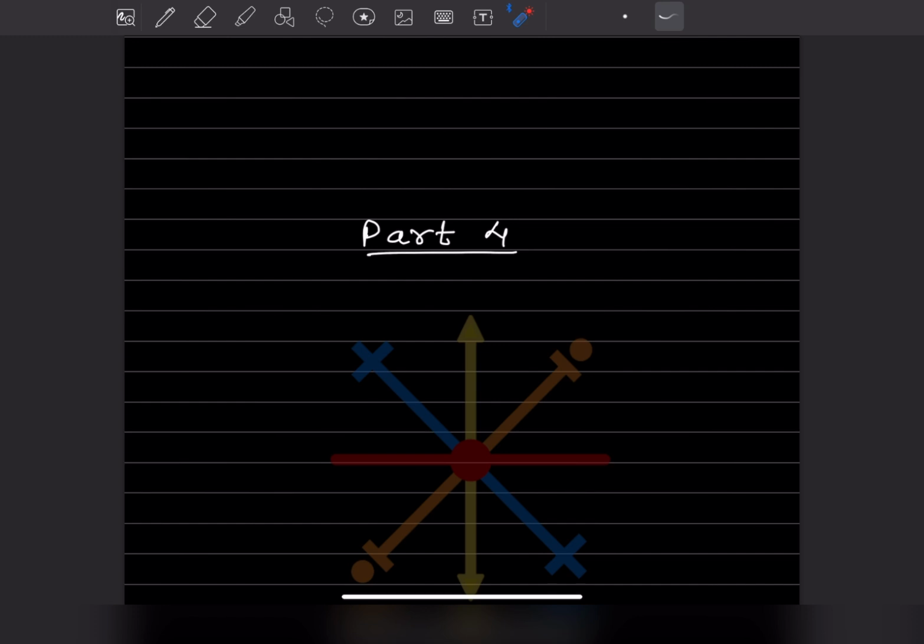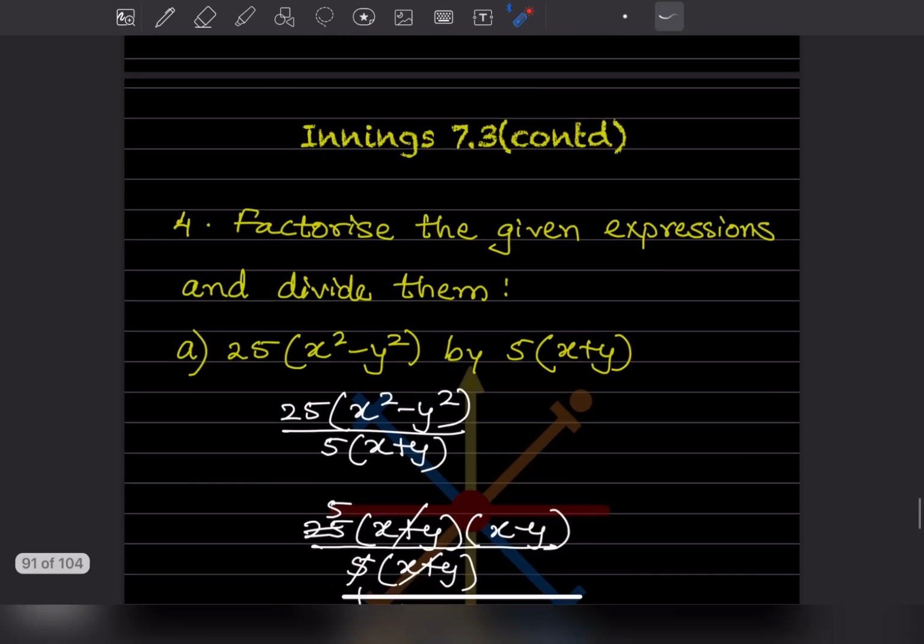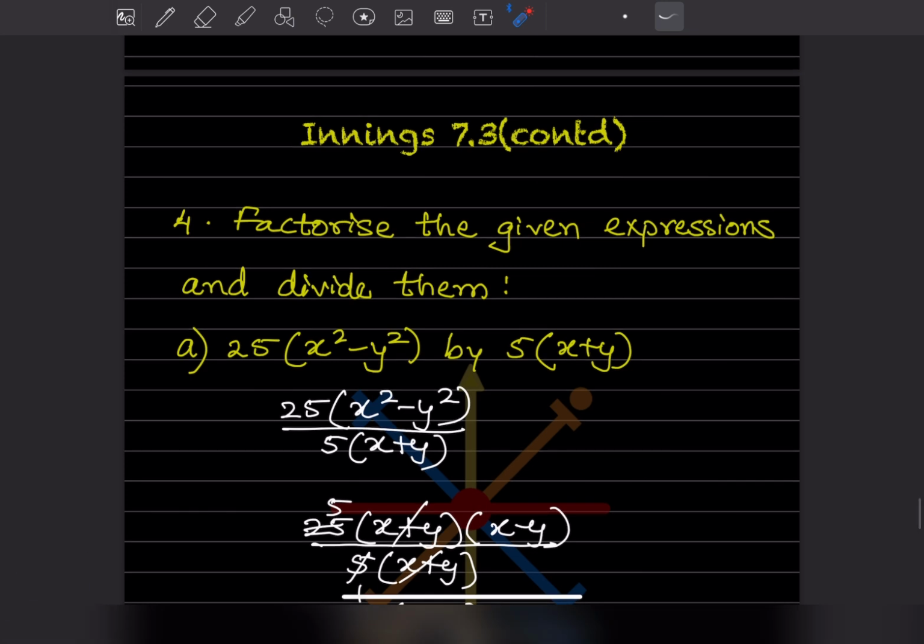So today let us do part 4 of the same topic, that is factorization. From this we have already done the first 3 questions of exercise 7.3 in the previous video. We'll start with question number 4.